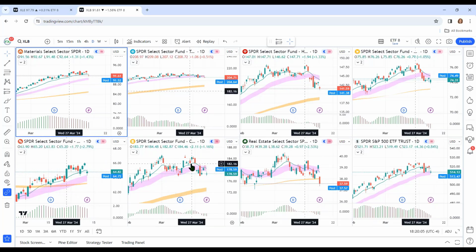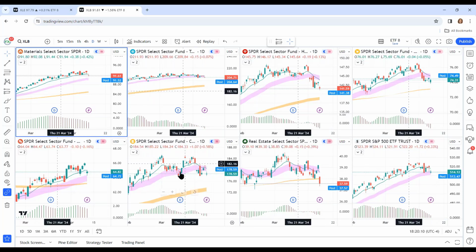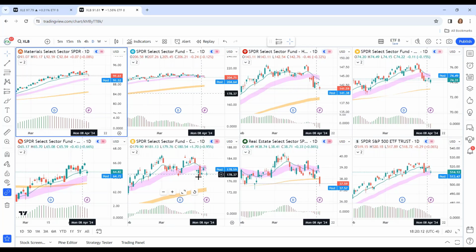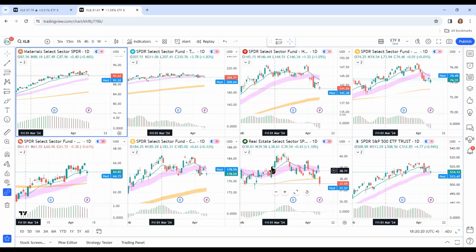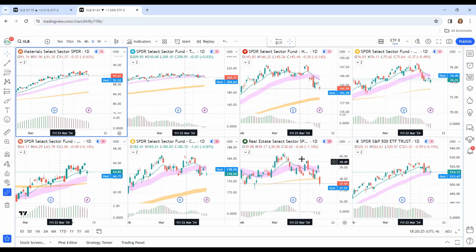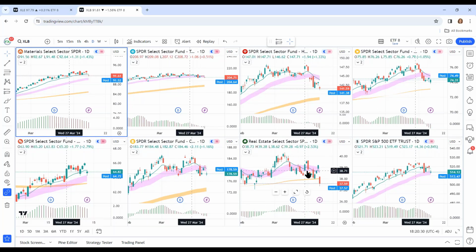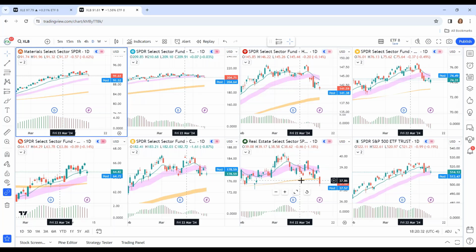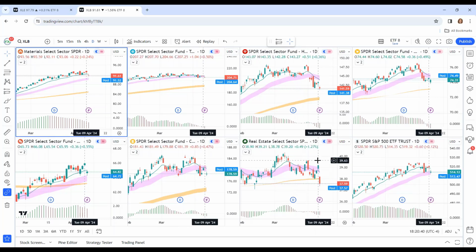The next one is XLY, consumer discretionary. Bullish, but again, we're falling into this gap area, so we could see some further losses. And then real estate is the worst performing sector of the group, and you can tell, we're below the tunnel here. Okay, so that's just not holding up.